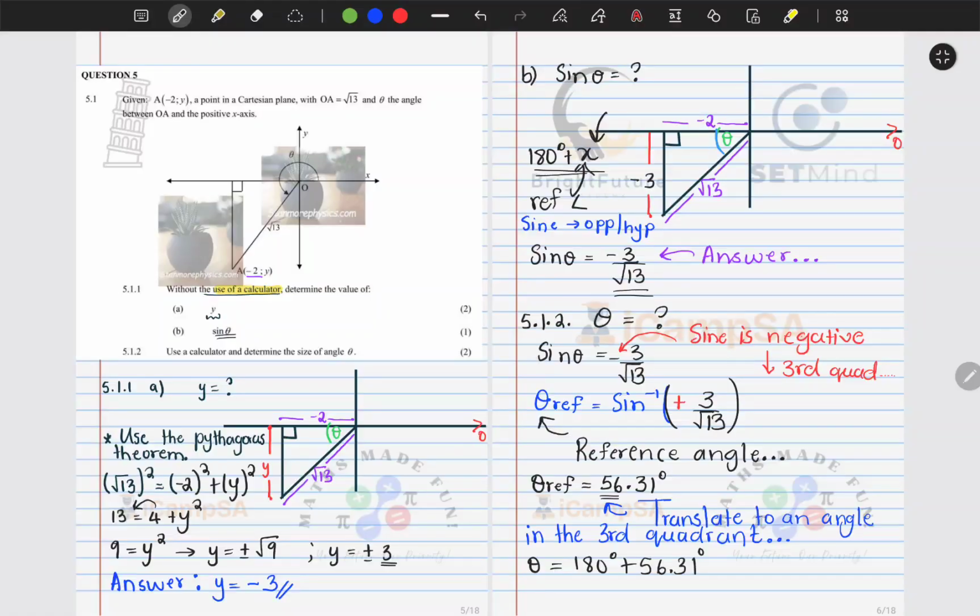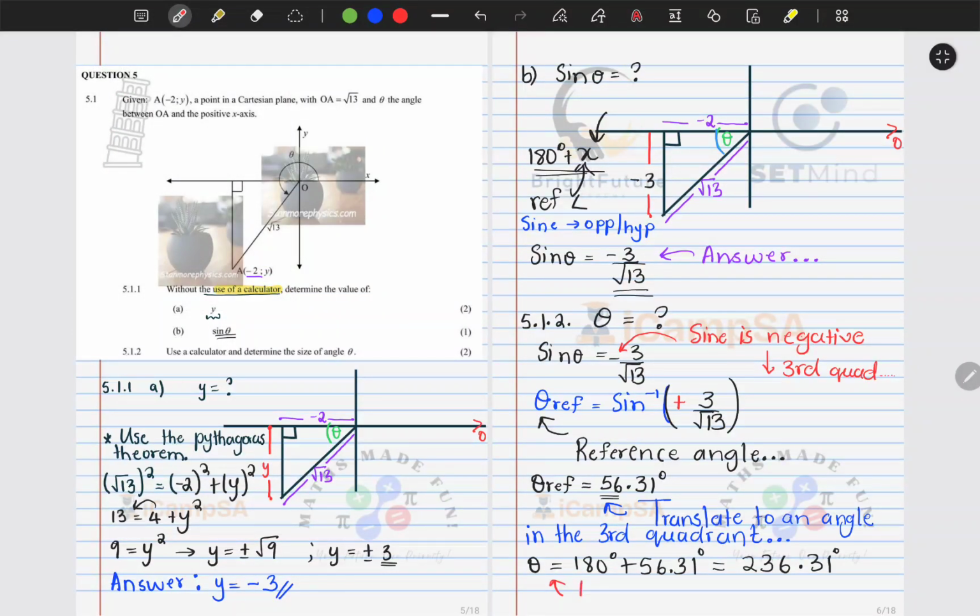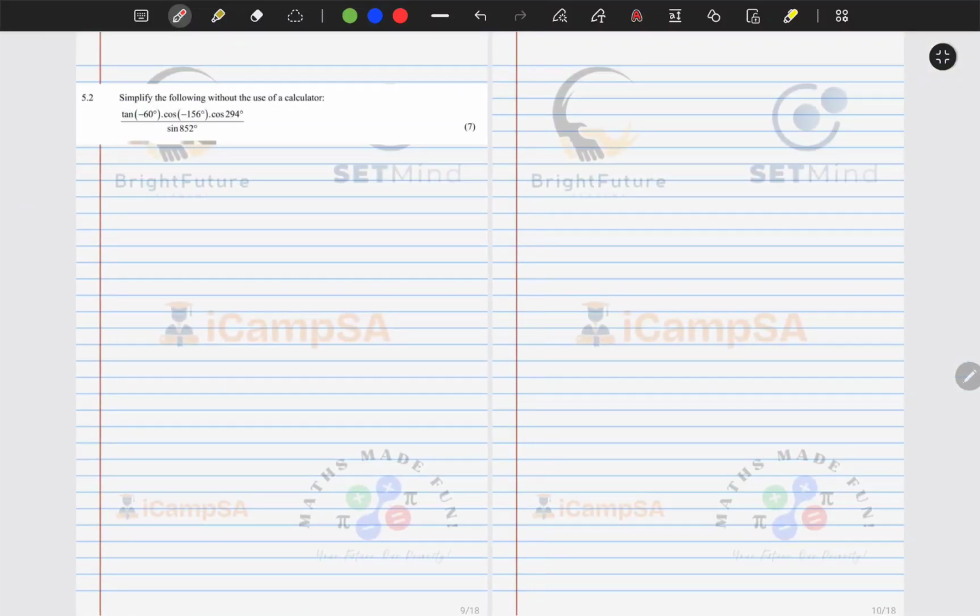So let's add 180 to our answer because it's in the third quadrant, so you will see that your theta will be 236.31 degrees. And this here, guys, is our answer. So just like that, we are done with the next question, which is 5.2.1. So let's move and go for the next one.